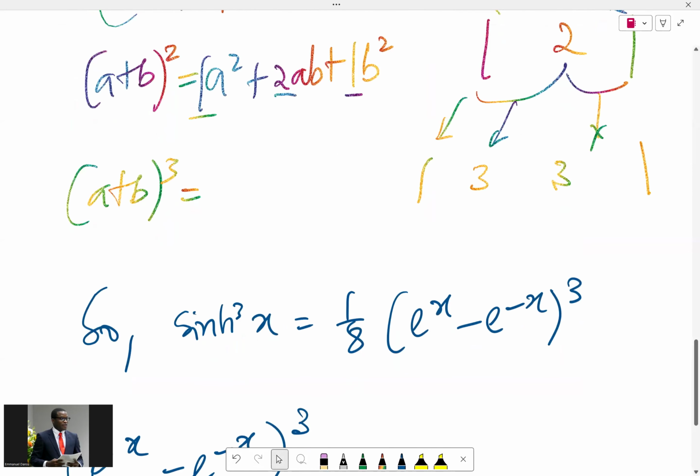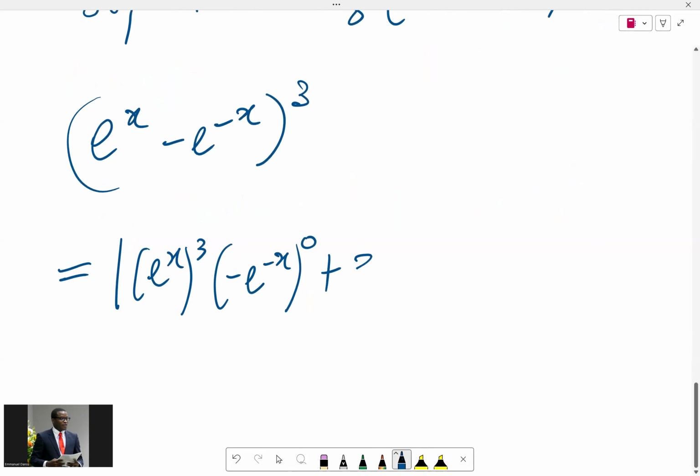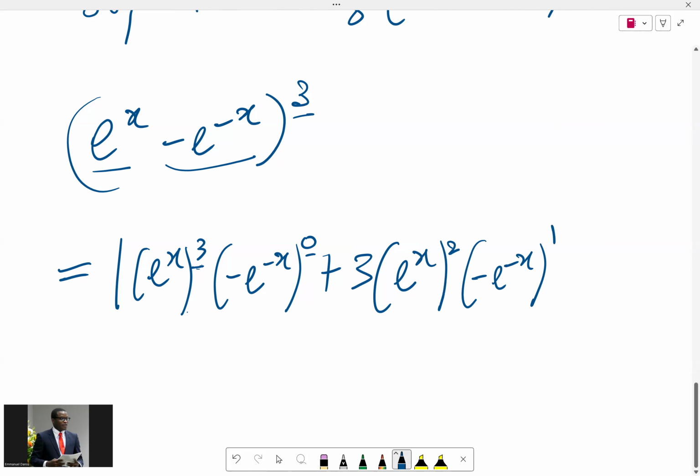So you have 1. The next is 3. So that's 3. Of course, the first term here will carry the highest power, while the second term carries 0, because at every point in time, the powers should add up to 3, which is the highest power. So e raised power x will start with the highest power 3, while the second term will start with 0, and then the 3 will start reducing while the 0 will start increasing. So you have e raised power x raised power 2, then into minus e raised power minus x raised power 1.